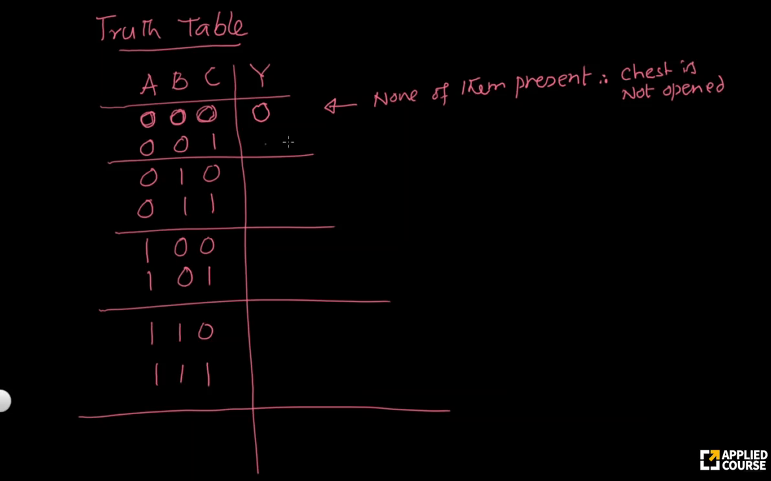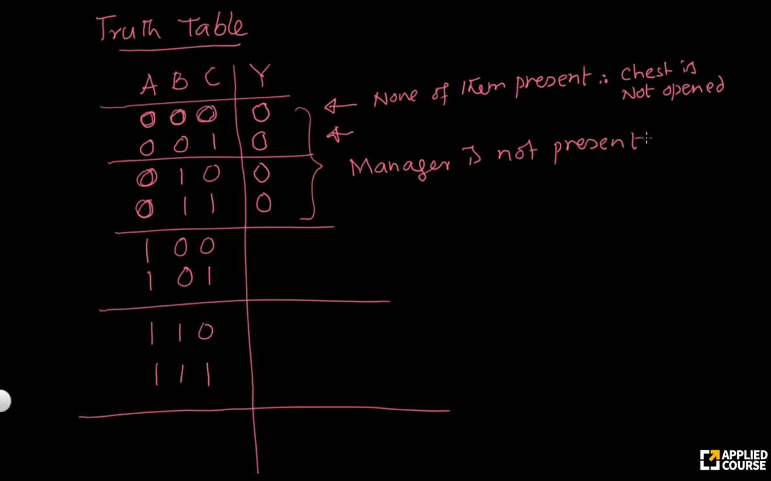Now 001: since the manager is not present, there is no way of opening the chest. Again 010: only one cashier, B, is present, but the manager is absent, and hence the chest cannot be opened. Again 011: only cashiers are present but the manager is not present, so the chest is not open. In all these four cases the manager is not present, and hence the chest cannot be open.